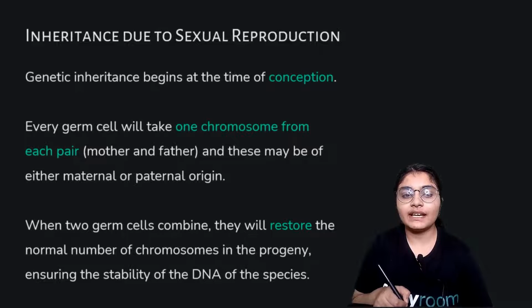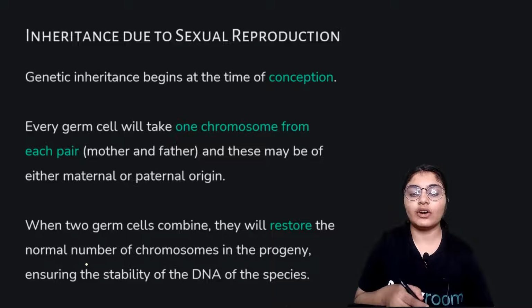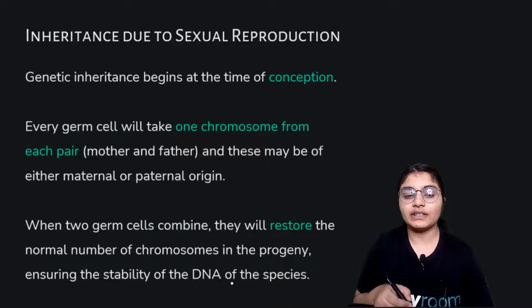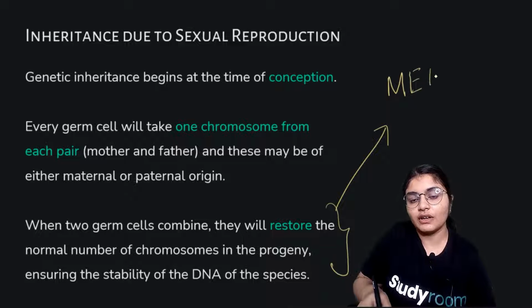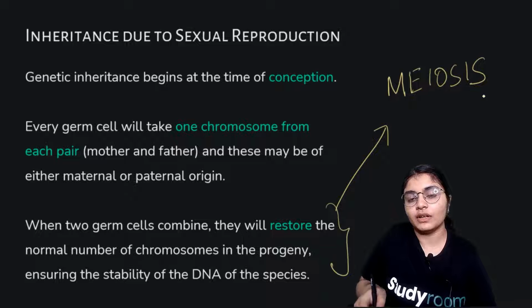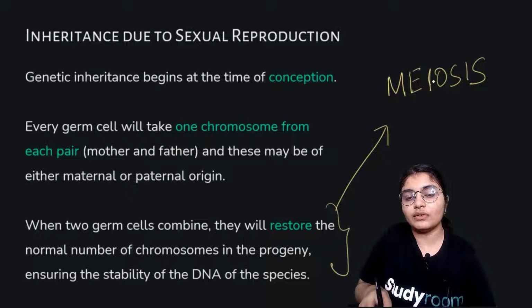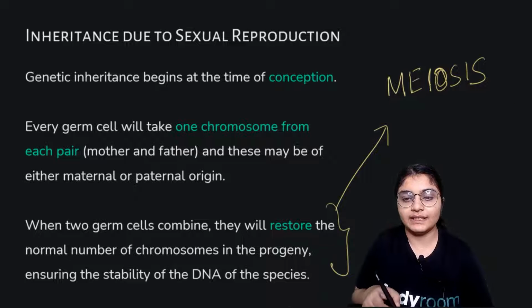Okay, so genetic inheritance begins at the time of conception, right? And every germ cell will take one chromosome from each pair, that is from mother and from father. And these may be of either maternal or paternal origin, as we know. And when two germ cells combine, they will restore the normal number of chromosomes in the progeny, ensuring the stability of the DNA of the species. This basically is referring to the process that we studied in sexual reproduction, which is meiosis, or the meiotic division that takes place in the cells.